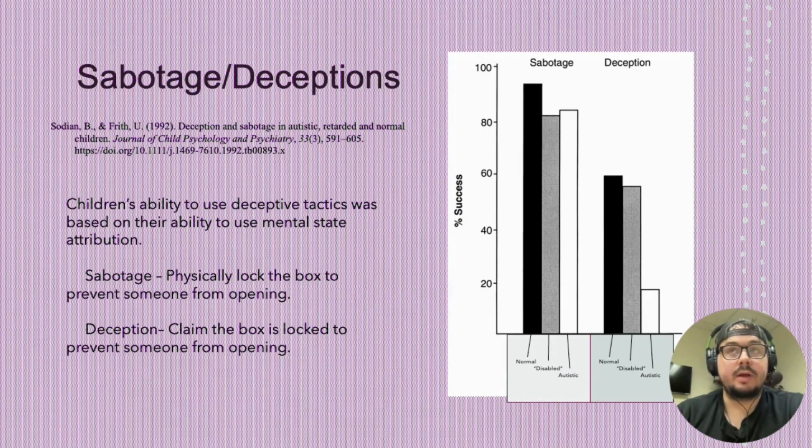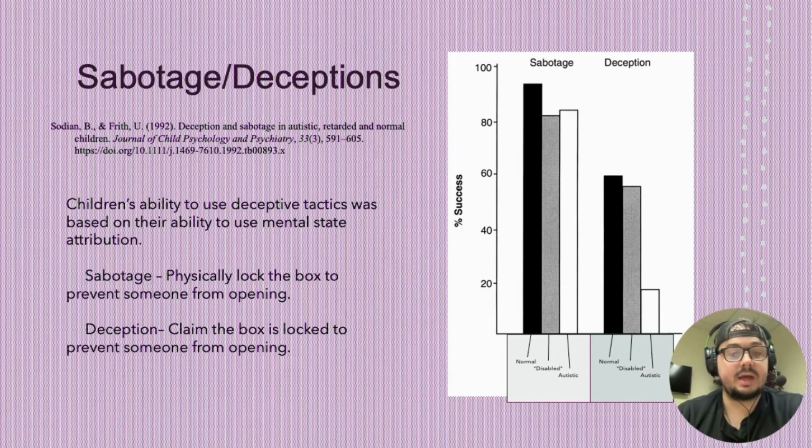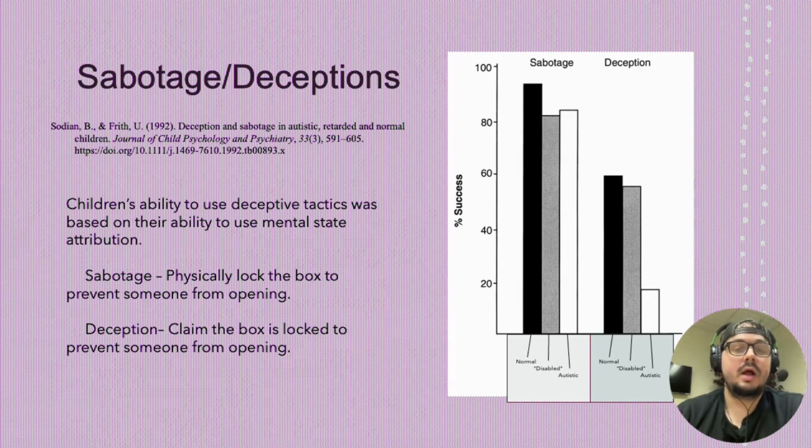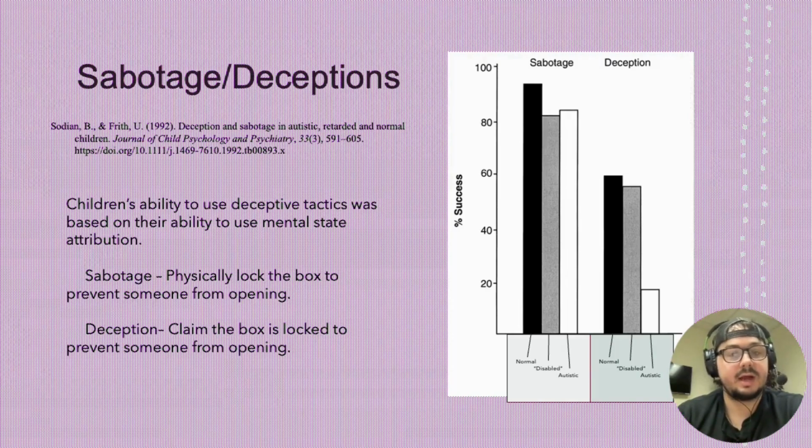Another measure of emotional intelligence is the ability to sabotage or deceive others. In another test, children were tested on their ability to sabotage or use deception in a situation where someone was trying to get into a box and receive a reward, and the child had to stop them. So in one scenario, the child had to use sabotage or simply find a lock and lock the box in order to stop people from getting into it, or try to use deception, or essentially lie to the person and claim that the box was already locked so that the person can't get inside it.